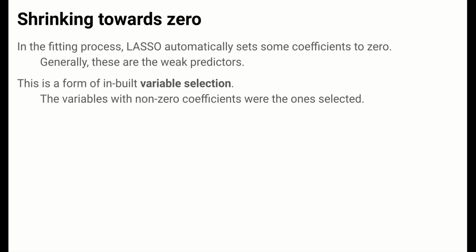Also, because of the particular form of the penalty term being a sum of absolute values, LASSO is able to exactly set some coefficients to 0. This is a form of built-in variable selection. The variables that were selected to be in the model are the ones that did not have their coefficient set to 0 during the fitting process.